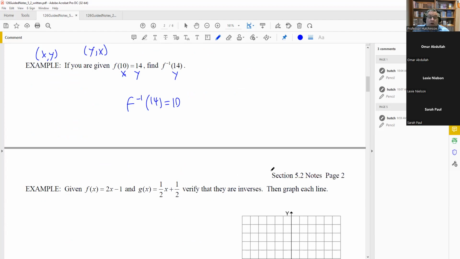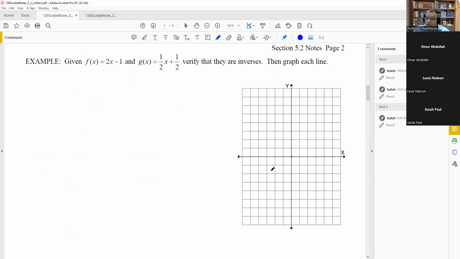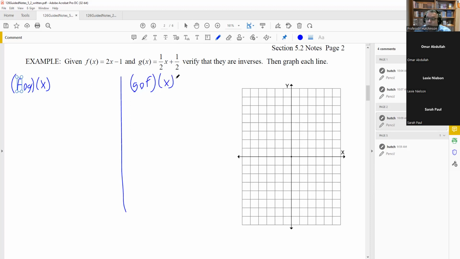Next we're going to take a look at the graphs and see what happens when we have inverses. It says, given this and this, verify if they're inverses. We're going to verify this algebraically first, and then we're going to graph them and take a look at that. The two tests that we have to do to determine whether they're inverses or not is to find f of g of x and g of f of x. If we get x's for both of these, then that's going to verify they're inverses. That's how you do the verification step. You just find f of g and g of f here.